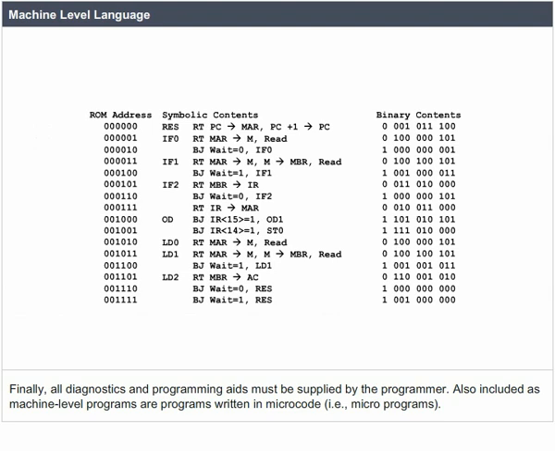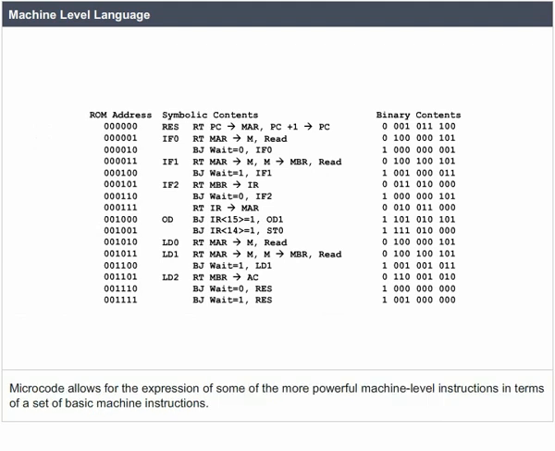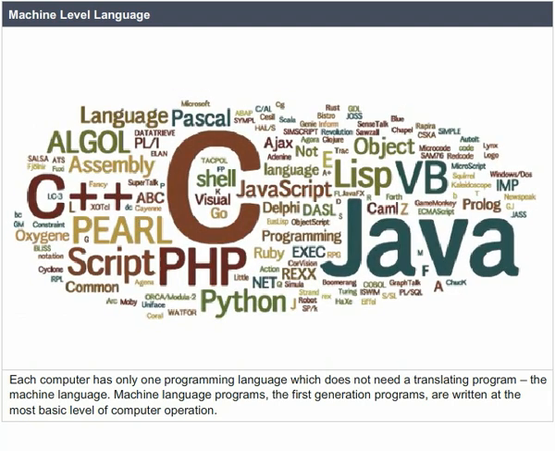Also included as machine-level programs are programs written in microcode, that is, microprograms. Microcode allows for the expression of some of the more powerful machine-level instructions in terms of a set of basic machine instructions. Each computer has only one programming language which does not need a translating program, the machine language.